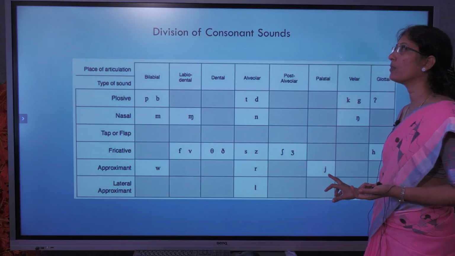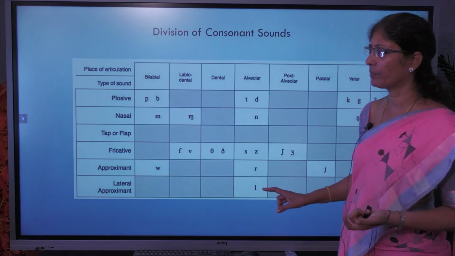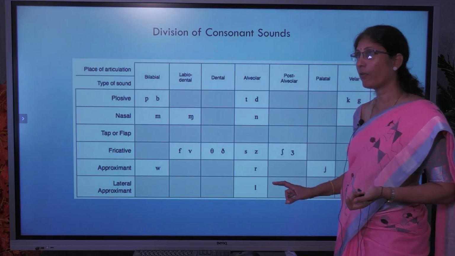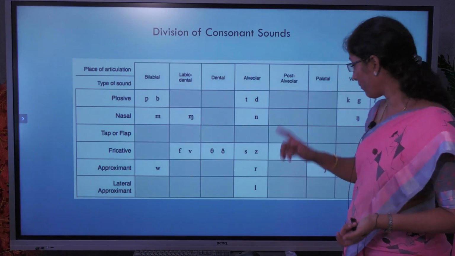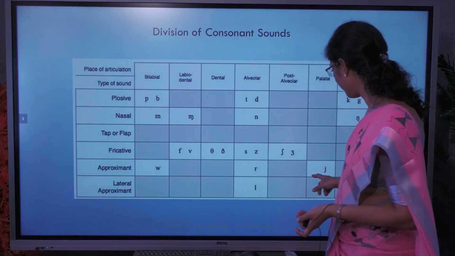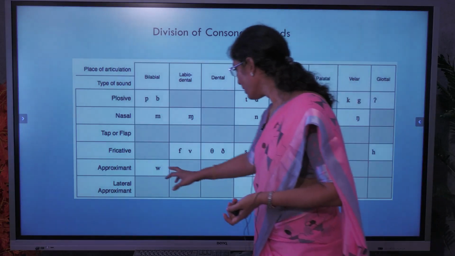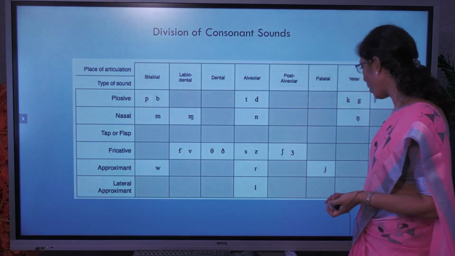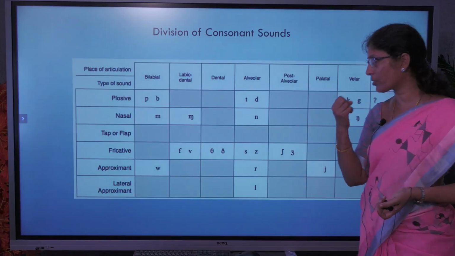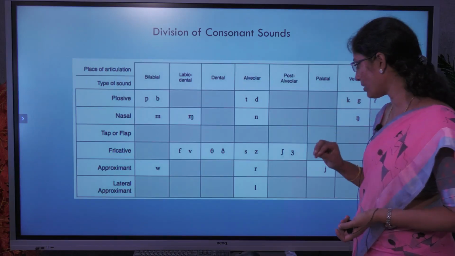I'll give you one example. This wa and this ya sound are semi-vowels, because there is no complete obstruction of air in the mouth, but a little. That's why they are called semi-vowels.